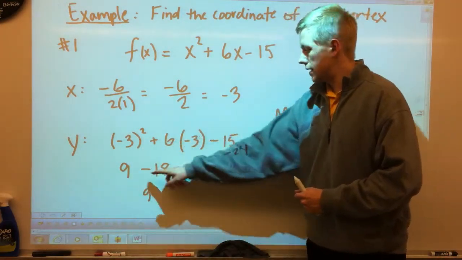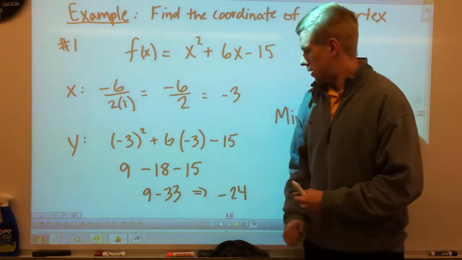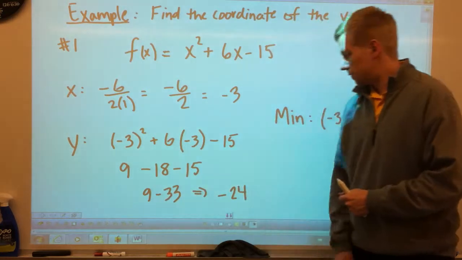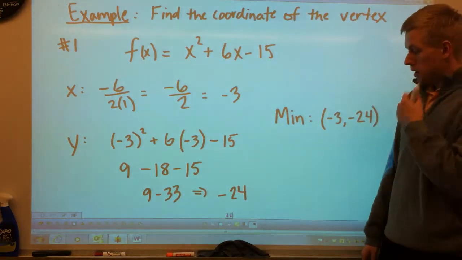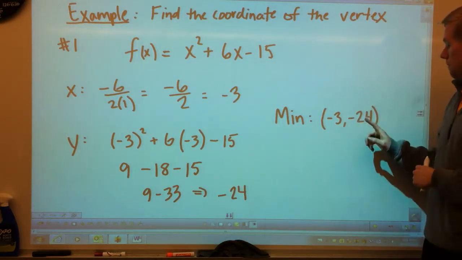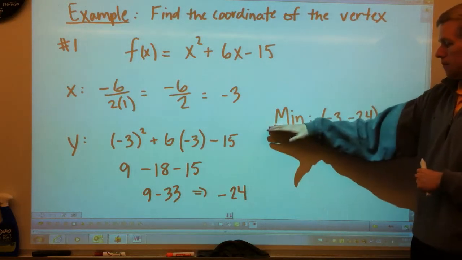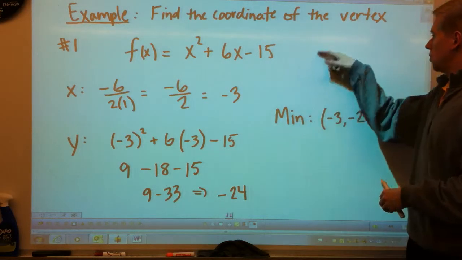6 times negative 3 is negative 18, and then I have the minus 15 at the end. We got 9 minus 33, and that becomes negative 24. So I have my vertex at negative 3, negative 24. Now I have a minimum here. How do I know it's a minimum if I don't even have the shape of the U or upside down U?